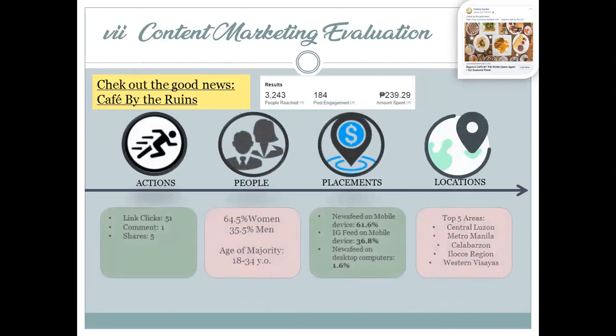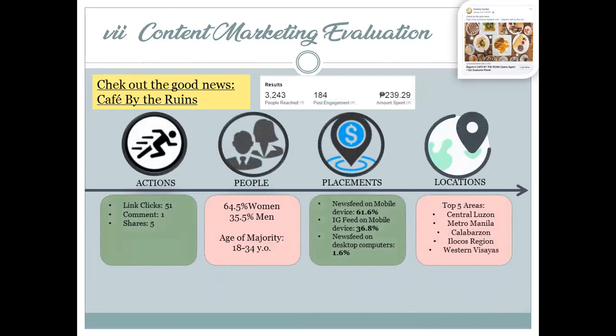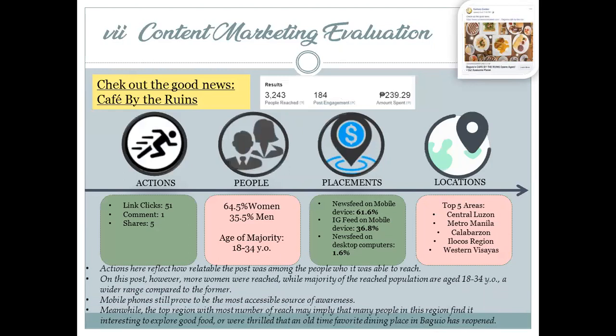So, what were the results in terms of actions, people, placement, and locations? In terms of action, we got 51 clicks, one comment, and five shares. In terms of people, there were more women who were interested in exploring the article about Cafe by the Ruins, majority of which are aged 18 to 34 years old. And in terms of placement, still mobile devices the highest. And top five areas were Central Luzon, Metro Manila, Calabarzon, Ilocos Region, and Western Visayas.